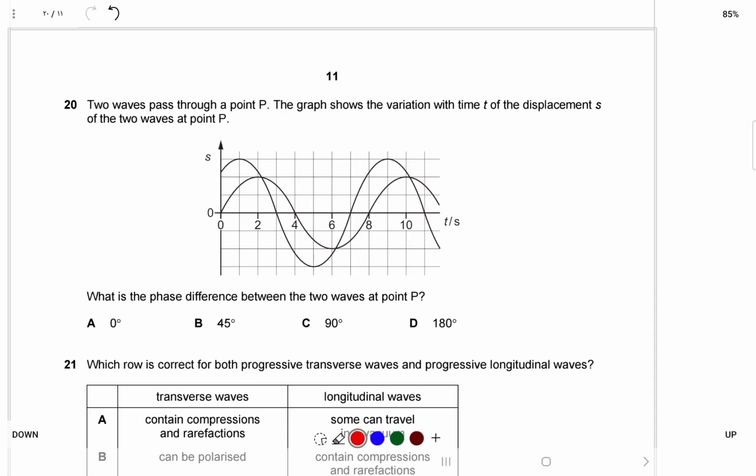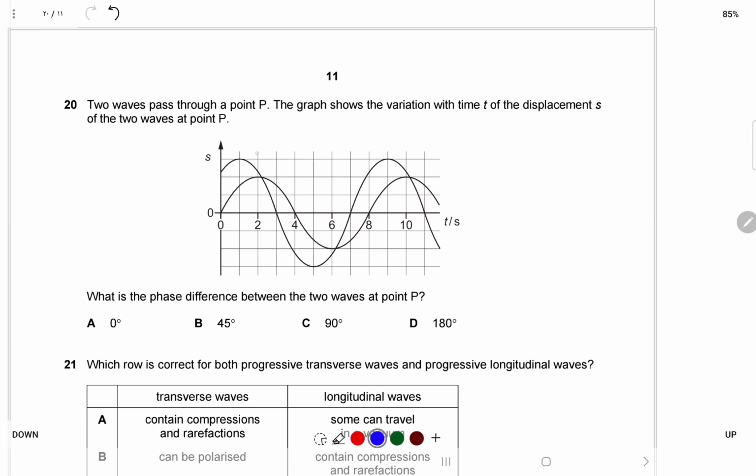Number 20. Two waves pass through a point. A graph shows the variation with time t of the displacement s of the two waves at point P. What is the phase difference between the two waves at point P? Okay, to find the phase difference, you have to focus on the difference between the two waves.